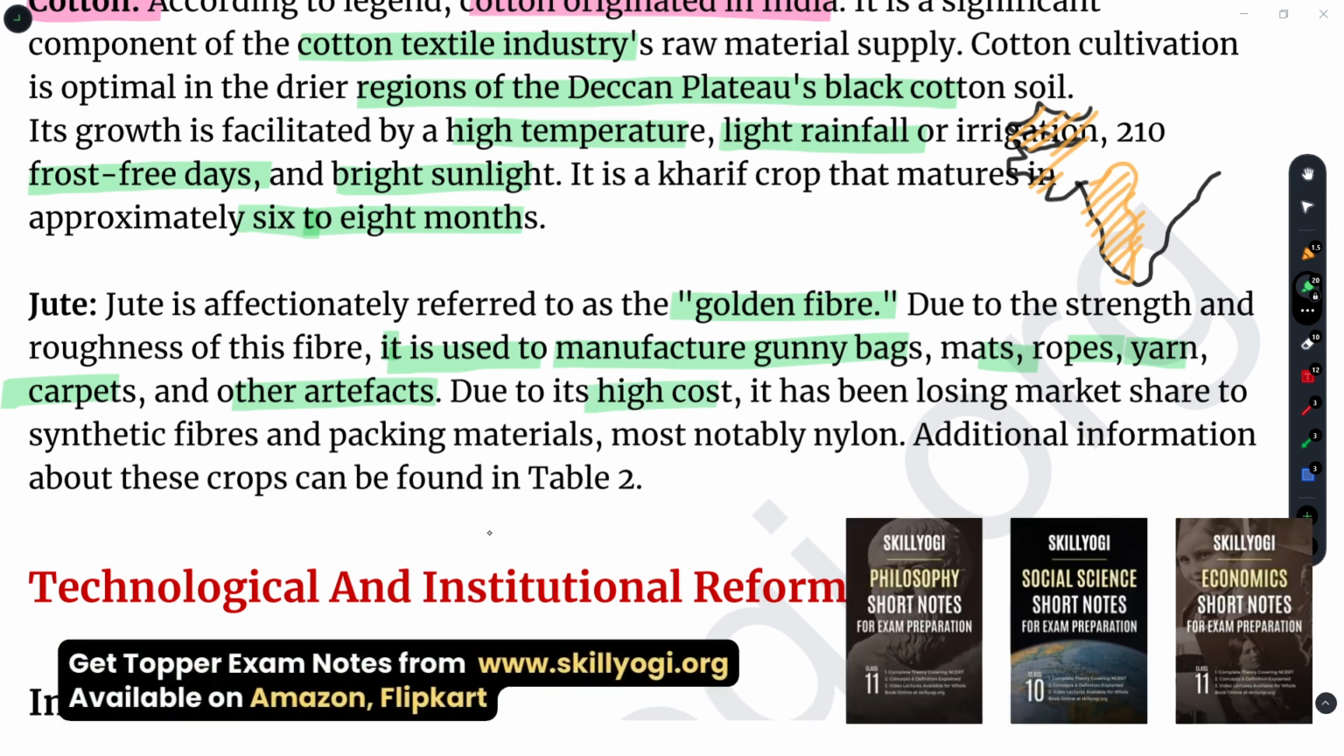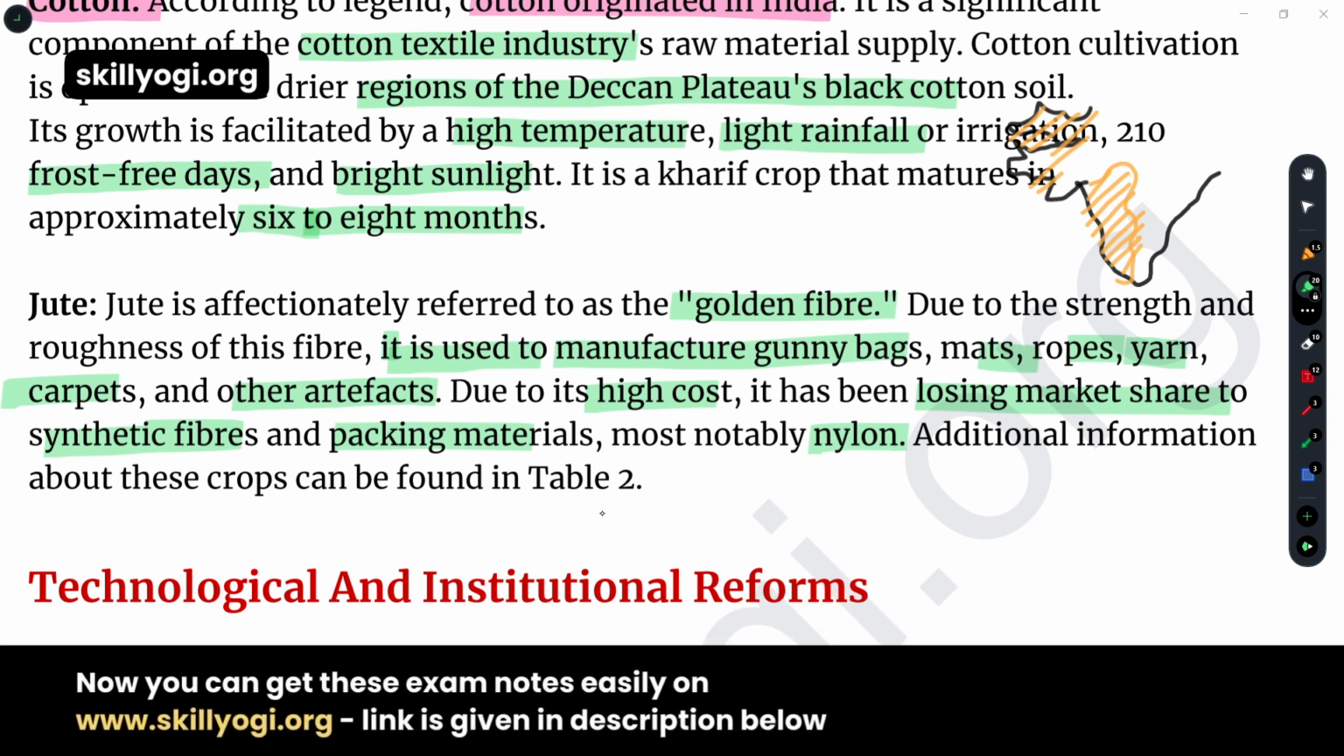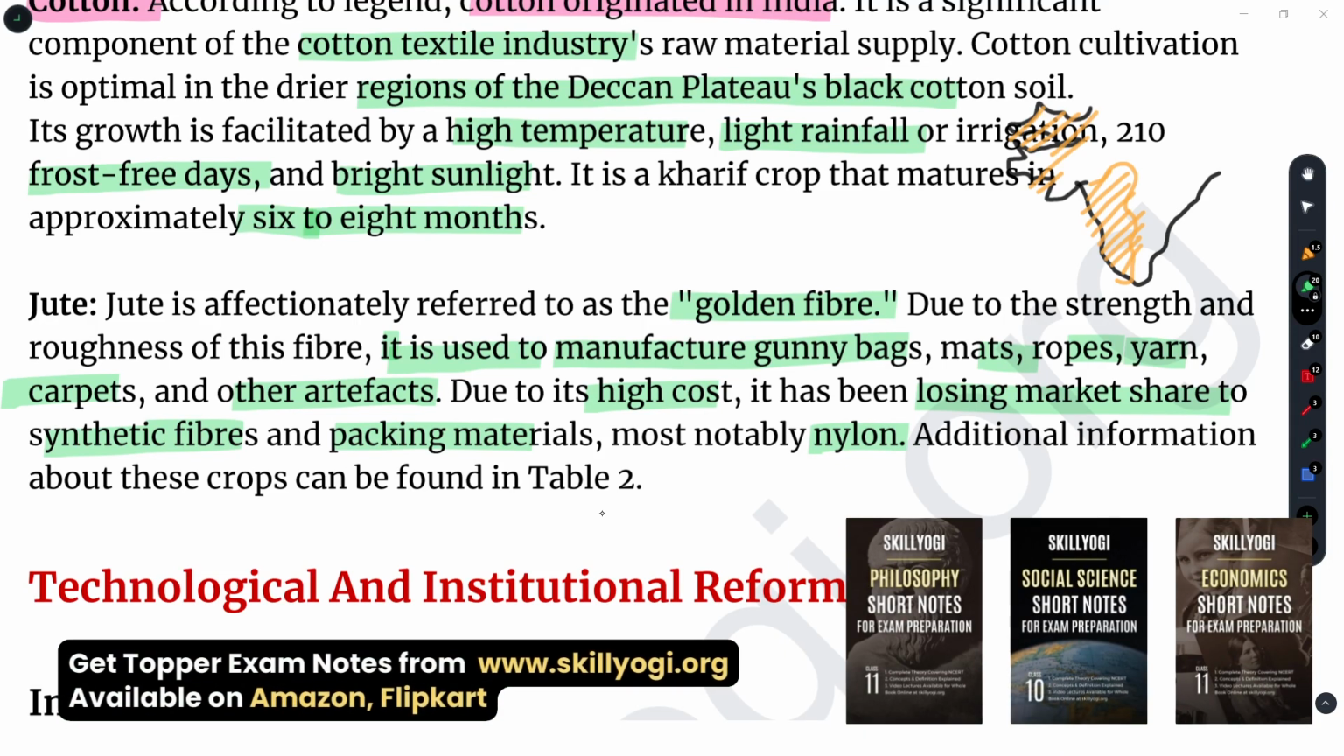Due to its high cost, it has been losing market share to synthetic fibers and packing materials, most notably nylon. Yes, now in our market, different kinds of products have come, like silken materials, some nylon materials, and different garment materials, and that's why jute is a little bit expensive. We know that clothing materials are available at little cost, but jute is a little bit expensive for making gunny bags, mats, ropes, yarn.